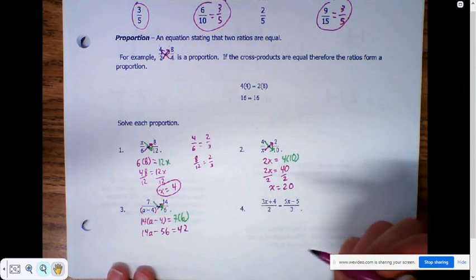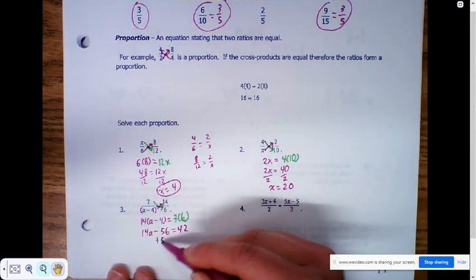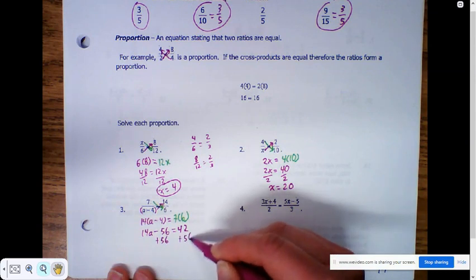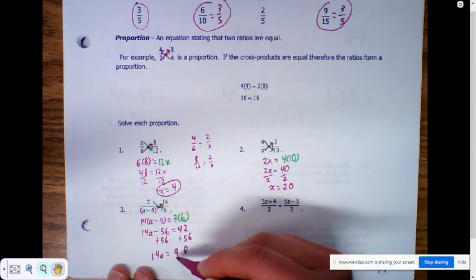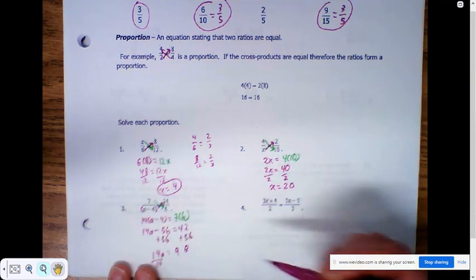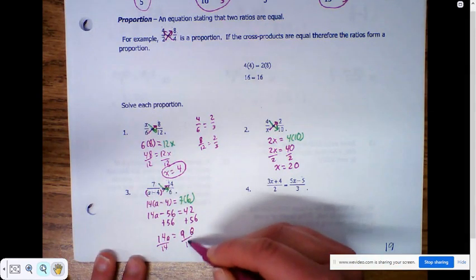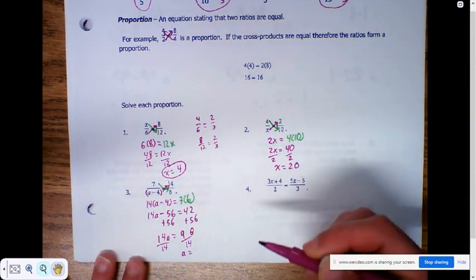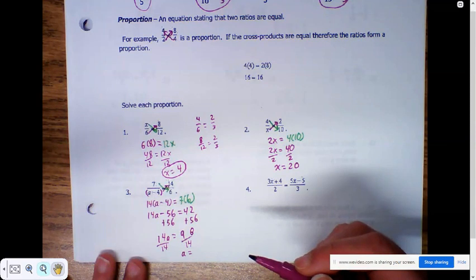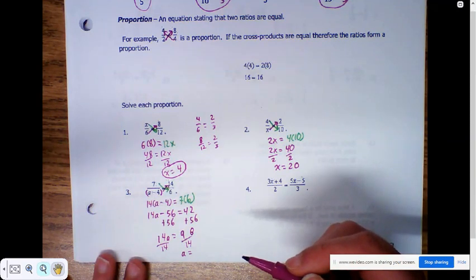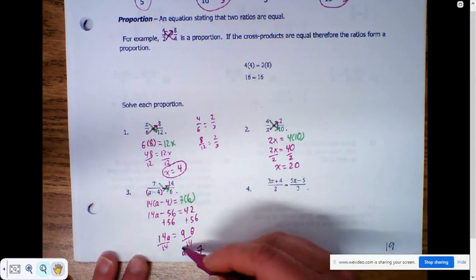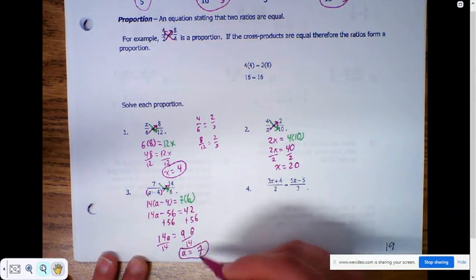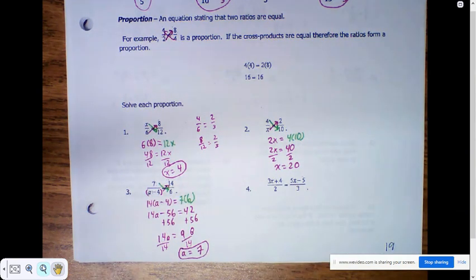And then I need to get a by itself. So we'll add 56 to both sides. I'll have 14a equals 98, and then divide by 14. So a will equal 7. Again, I can plug it in to check to make sure that they simplify to the same thing, which would be a great thing to do when you take your test on Friday.